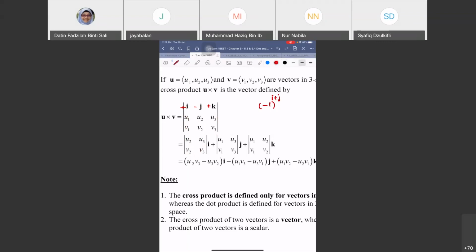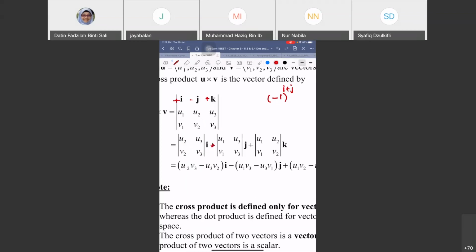There's a typo here. That is followed by, this is not plus, actually this is minus, because it is a minus j. So then you have your minus j, followed by this determinant. This determinant you get when you cover your column j. When you cover column j, what you have is u1, u3, v1, v3. So that is here.